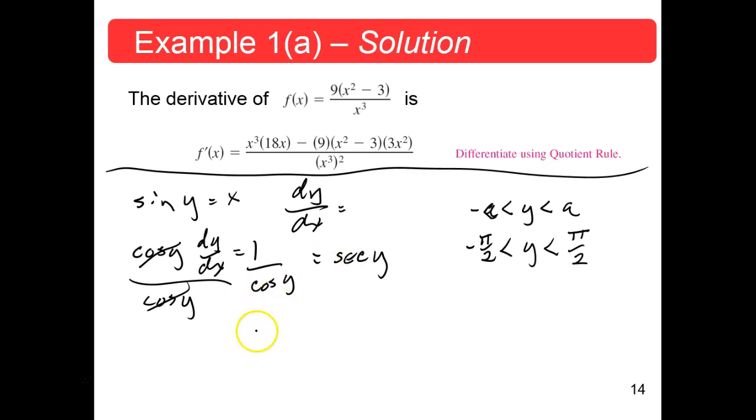A trig identity: cosine y is equal to the square root of, anyone think of what might go in there? 1 minus sine squared of y, from your good old Pythagorean identity. Now, if you're limiting your y to these values, then that's a perfectly legitimate thing to do.